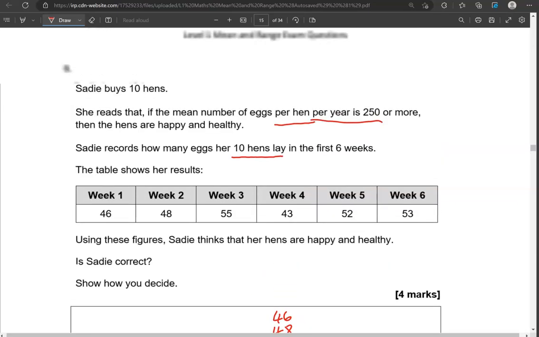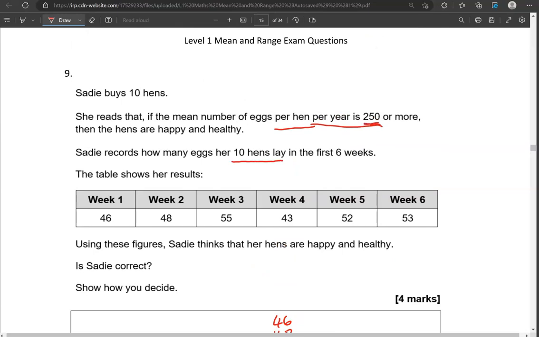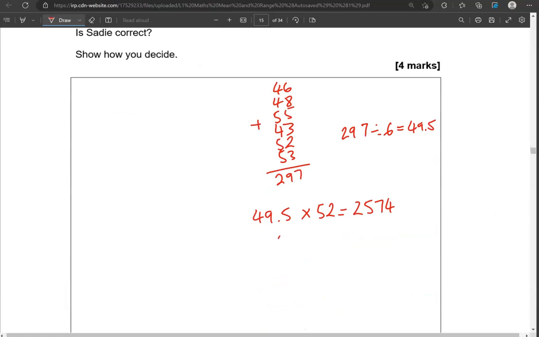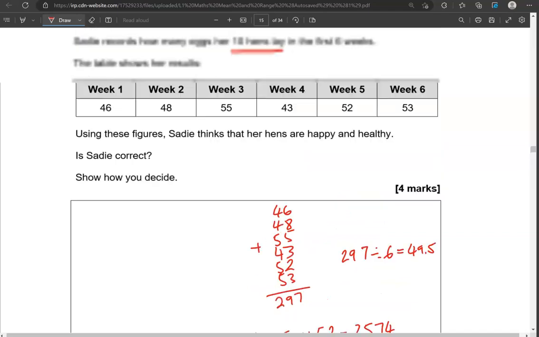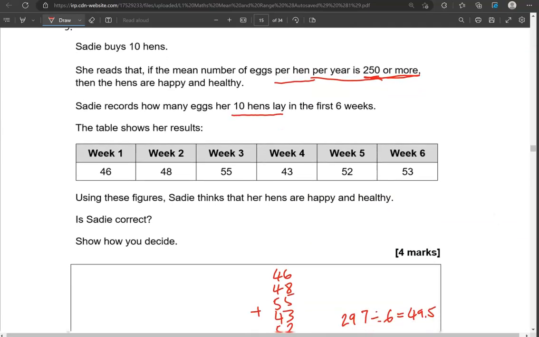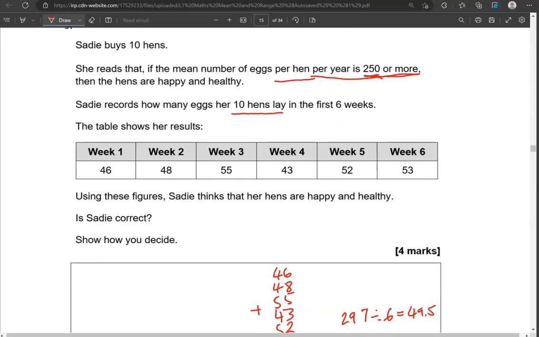We need to compare it to this, which is per hen. So I'm going to divide this by 10. And that is 257.4, which is higher than 250. And we're going to say that she's correct.